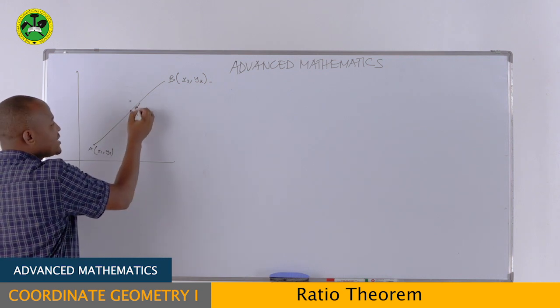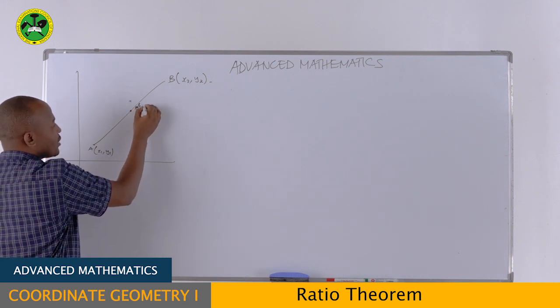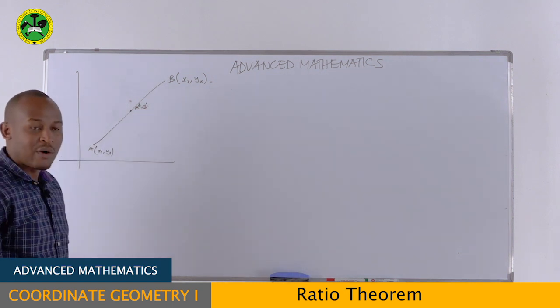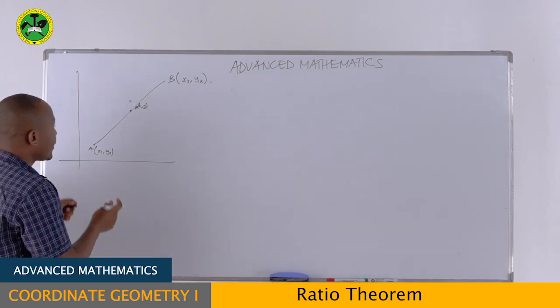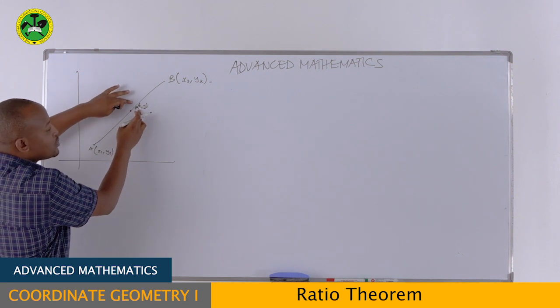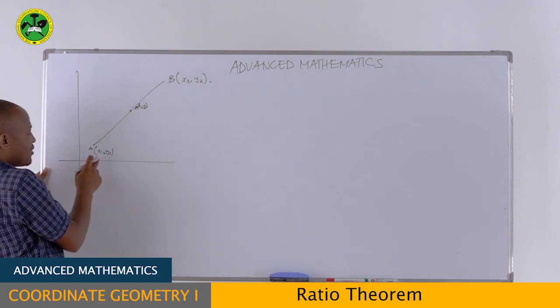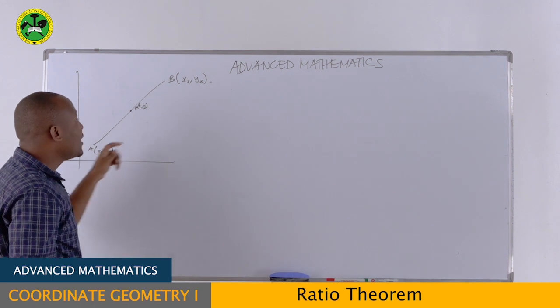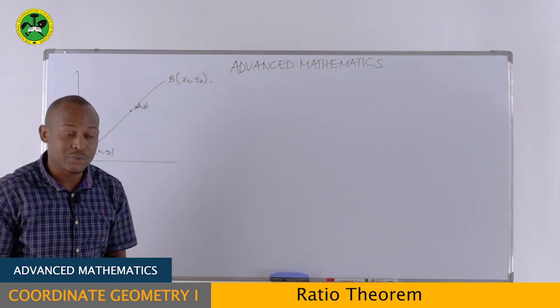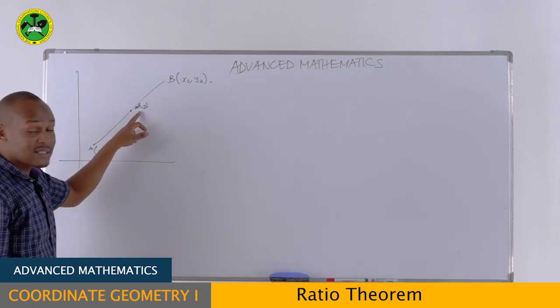Point P. And that point P is (x, y). Now, what are we trying to say? We are trying to find the values of x and y, because we have the values of x1 and y1, and we have the values of x2 and y2. Now we are trying to find the value of x and y.